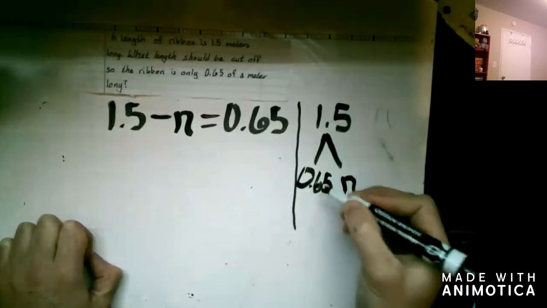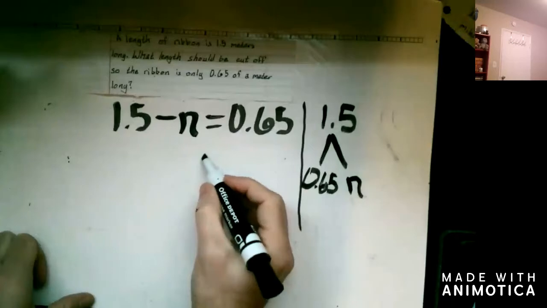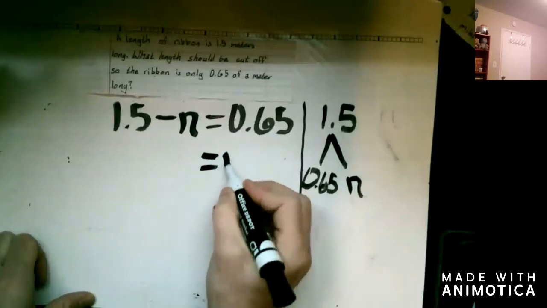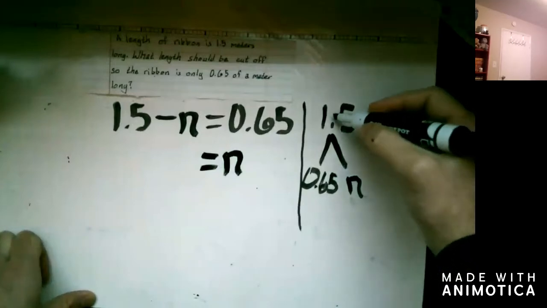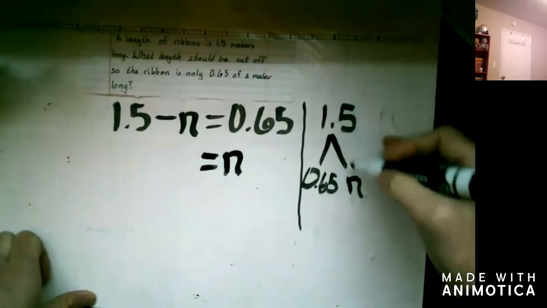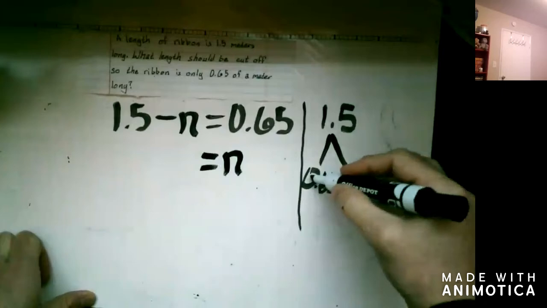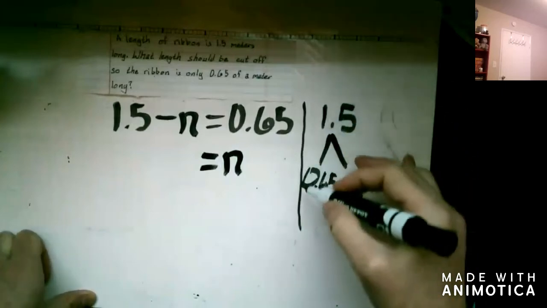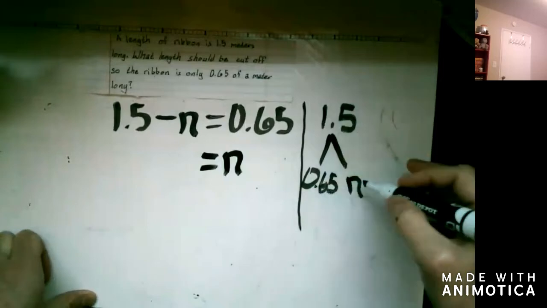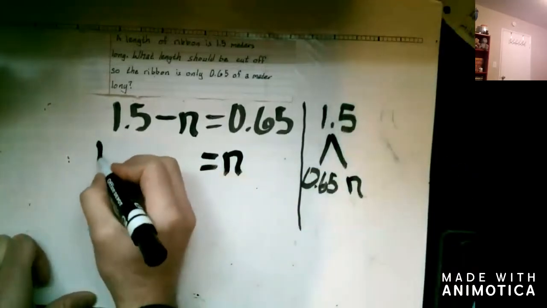And the reason that this is helpful is, once again, we want the n to be on its own so we can figure out what it is. And so we know that we can say the top number minus the bottom number equals the other bottom number. It works in both directions, though. So we can say 1 5/10 minus 0 and 65 hundredths equals n.